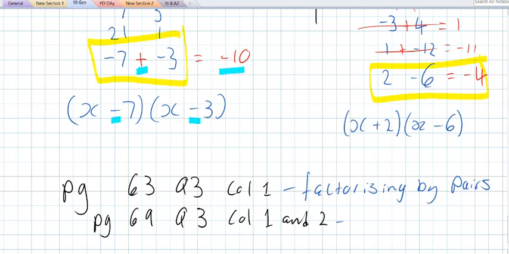And then, after you finish that, page 69, question 3, column 1 and 2, sum and product.